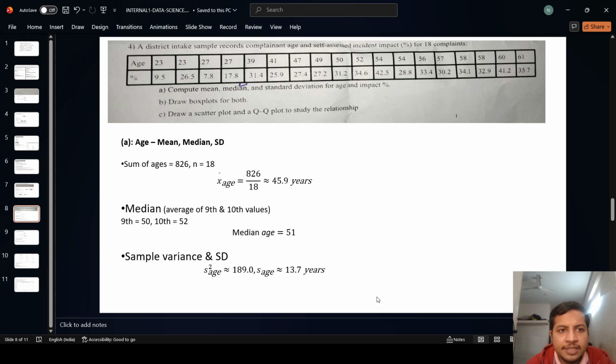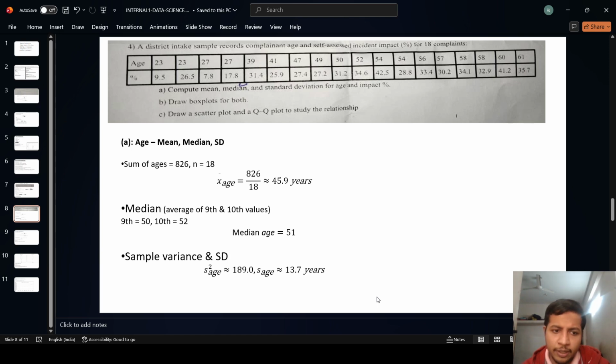Now the fourth question reads: a discrete sample records complaint age and self-assessed incident impact percentage for 18 companies. The data is given to us, and we have to compute the mean, median, and standard deviation for age and impact percentage. So start with the mean. We know that the mean is the sum of ages divided by the number of ages. The sum of ages is 826 and the number of ages is 18, which gives around 45.9 years.